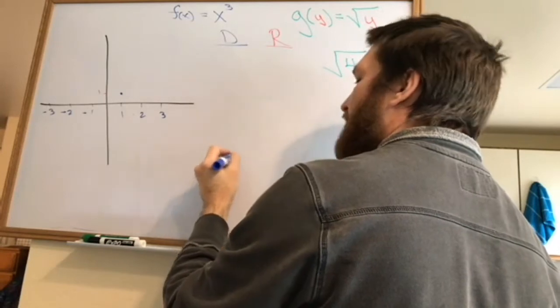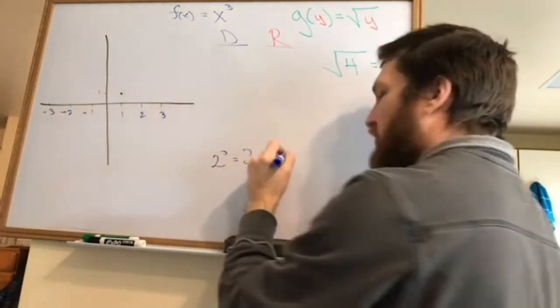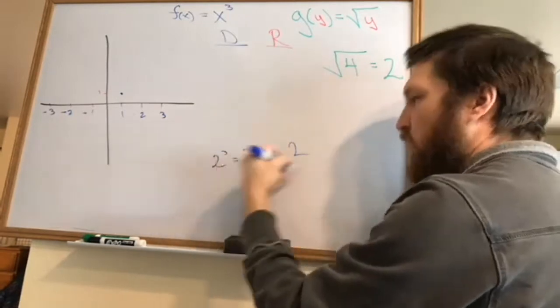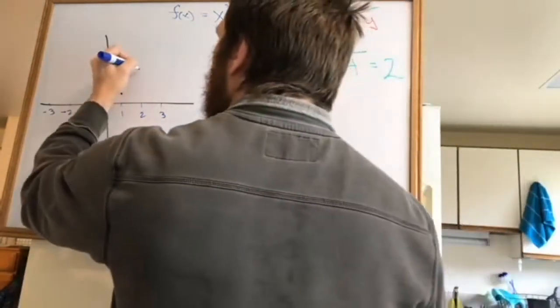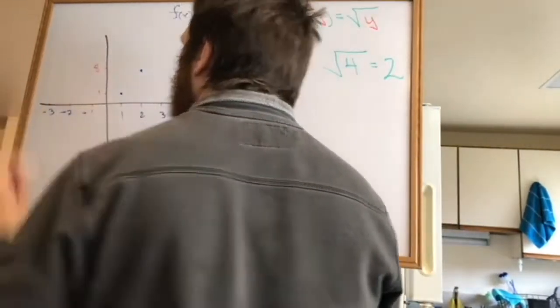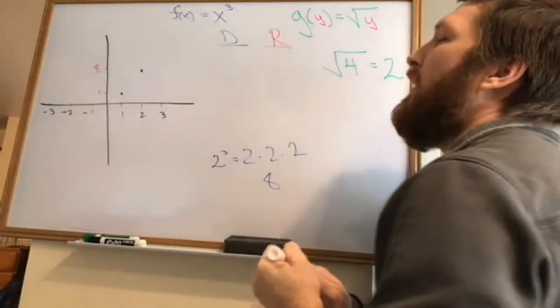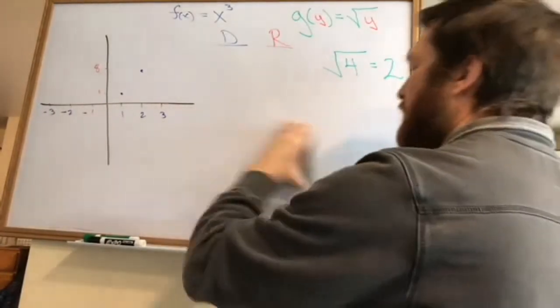Eight. Yes, because 2 cubed is 2 times 2 times 2, which is 4 times 2, which is 8. And so we plug in a 2, we get out an 8. This is not going to be drawn to scale, but it will be qualitatively accurate. What about 3 cubed?